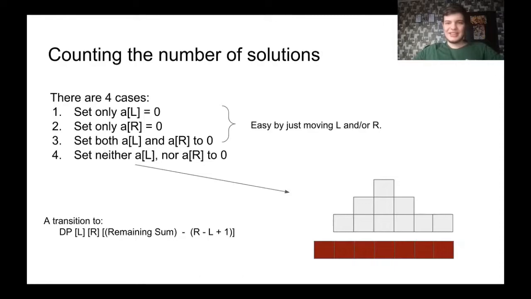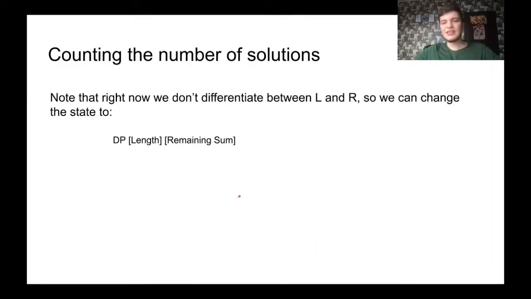So yeah, that's pretty much the DP, but you can notice that right now it's actually cubic because left and right are up to n, and then the remaining sum is up to m. So it's n squared multiplied by m, and as you remember, the constraints were that n and m were up to 1,000. So we need to notice the fact that actually we don't really need to keep left and right because we don't really differentiate between them. We just care about the length. So in some sense, we just care about the difference between right and left.